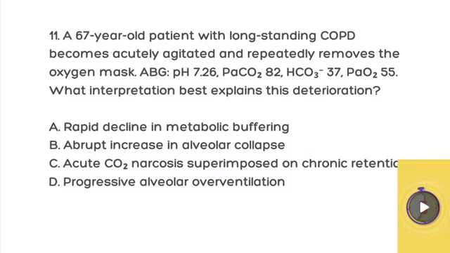Question number 11. A 67-year-old patient with long-term standing COPD becomes acutely agitated and repeatedly removes the oxygen mask. The ABG is as follows: pH 7.26, PaCO2 of 82, oh, that's too high. Bicarbonate is 37, PaO2 of 55. What interpretation best explains this deterioration? I'll give you 10 seconds there.